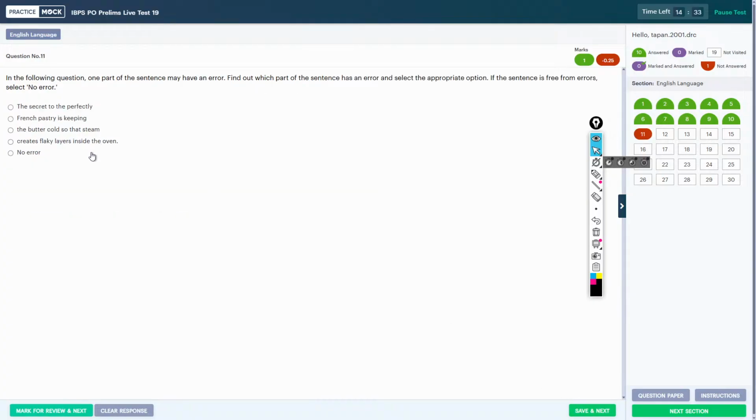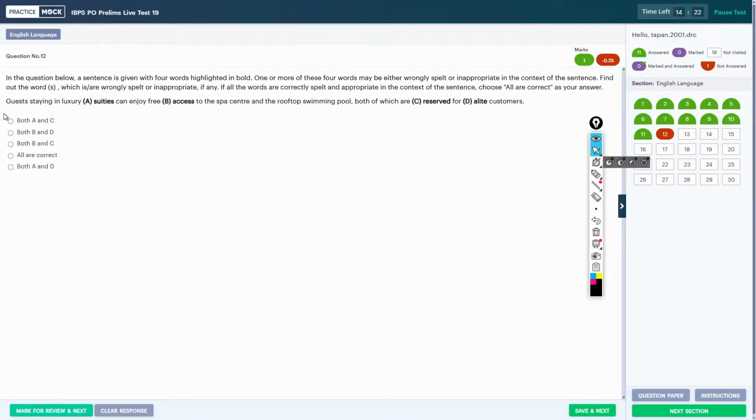The secret to the perfect French pastry is keeping the butter cold so that the cream streamy up. Guessed again, incorrect. Sweets, I think this is definitely incorrect. Access, elite. So A and D incorrect.